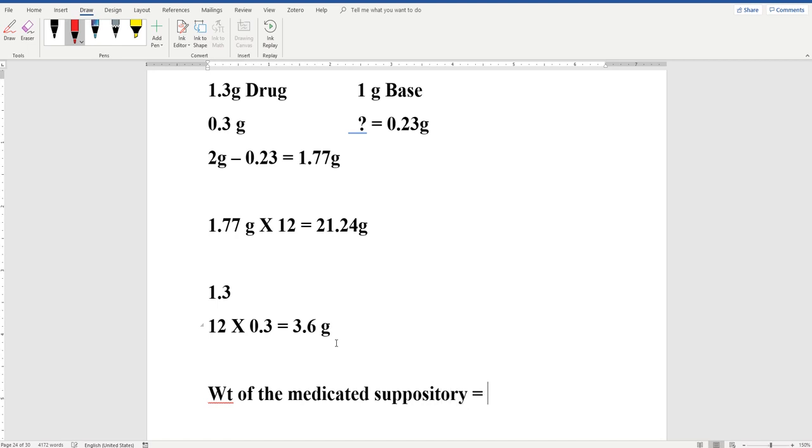Okay, it's equal to what? To the amount of the drug. This is the medicated suppository, which is 0.3 plus the base. How much did we calculate the base? It was 1.77. This will give you 2.07 gram, okay, 0.3 plus 1.77, that's what we will get.